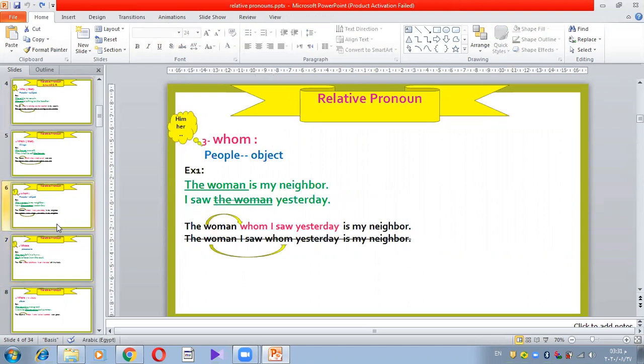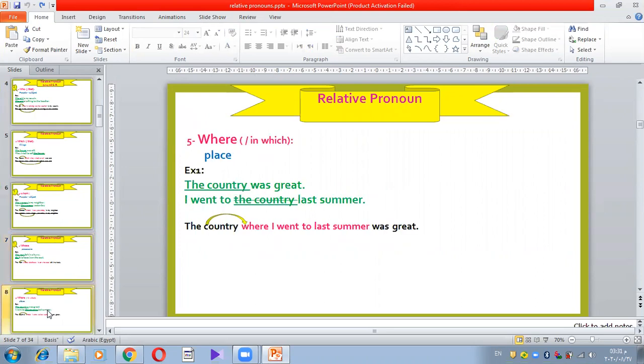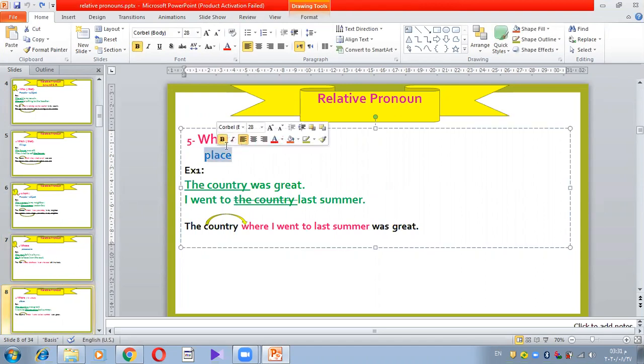Okay, let's go back. After whose, we have where. Again, where refers to what? Where can you use it? For talking about places in this case. You can find some people use in which instead of where. It's okay as well. You can use in which if you'd like to, but where is easier to remember because it's related to place.